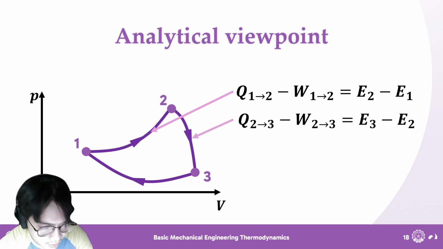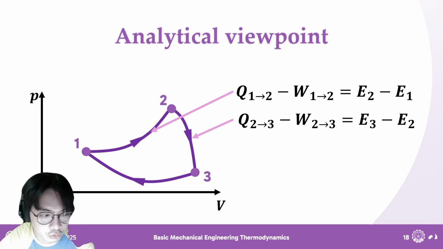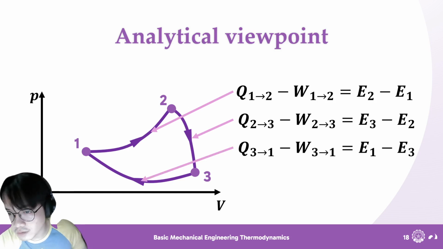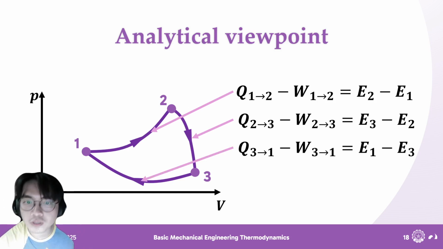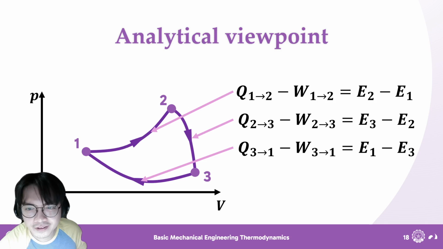We can say this again for process 2 to 3. Your Q minus W for process 2 to 3 is going to be E3 minus E2, basically the total amount of energy at state 3 minus the total amount of energy at state 2. And again, we can say this again for states 3 and 1, for process 3 to 1. And what do you guys see will happen? Actually, I think there's a short spoiler in here. But why am I displaying them in such a way? Do you guys see something that we can do about all of these 3 equations?